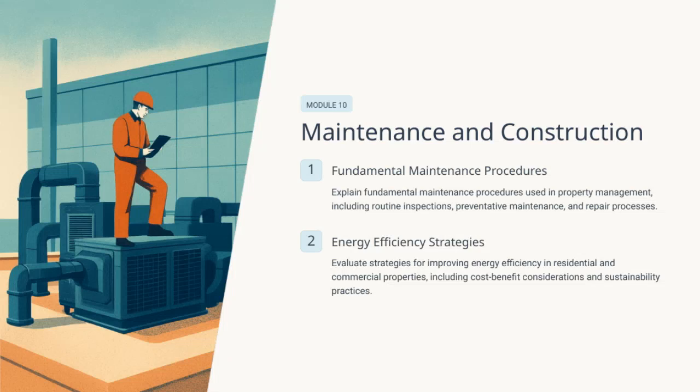Now, let's look at strategies for improving energy efficiency in both residential and commercial properties. When we evaluate these strategies, it's important to consider not only the potential cost benefits, but also how sustainable practices can enhance long-term savings and environmental impact. Implementing energy-efficient measures, such as upgrading insulation, installing smart thermostats, or using energy-efficient lighting, can significantly reduce utility costs over time. At the same time, choosing sustainable practices aligns with broader environmental goals and can improve the property's overall value.